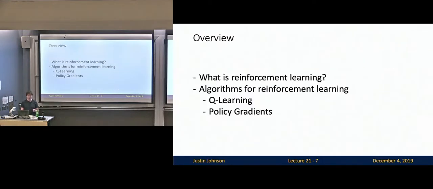So the overview for today is that first we're going to talk a little bit about the generality of what this reinforcement learning problem is, what it can be used for, and how it is different from other types of machine learning paradigms that we've seen. Then we'll cover 2 simple algorithms to actually solve reinforcement learning tasks: Q-learning and policy gradients. I think that will give you a very brief introduction and a taste of what reinforcement learning is and what it can do.